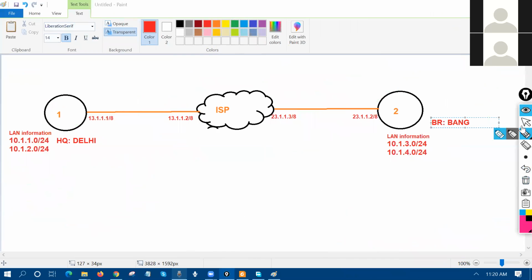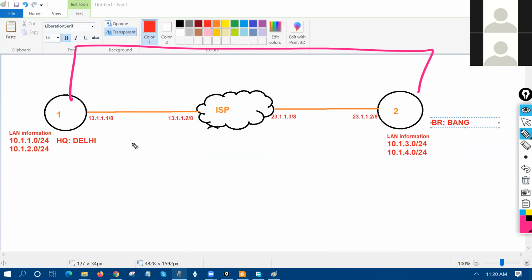If you do not do that, what do we have to take? We need to take a private connection. We can take a leased line connection between this side and this side. It's very costly, because you're making your own road over there. It's something like that. You are making your own road from headquarter Delhi to the branch office Bangalore.